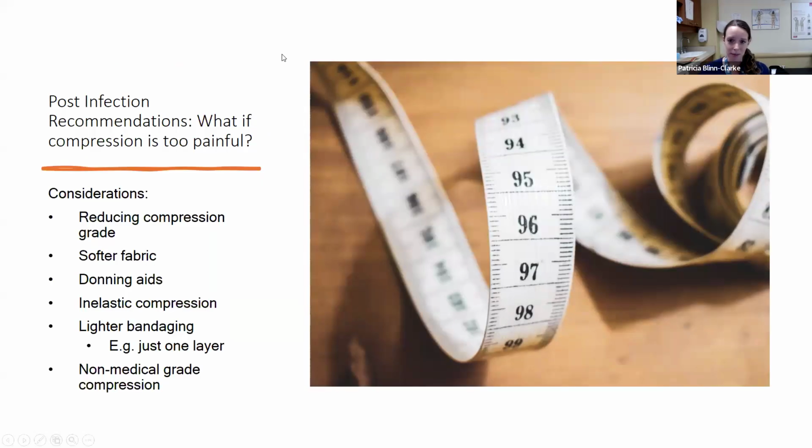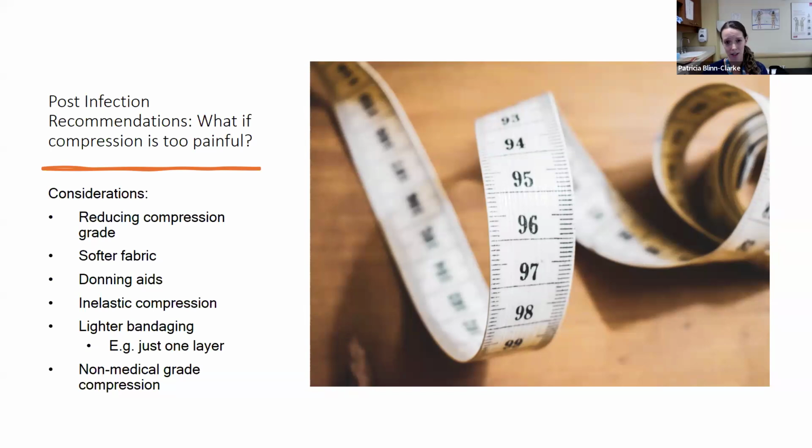If that compression garment that you currently have is too painful, things that your lymphedema therapist and fitters will consider, things you can encourage them to consider as well, is maybe going down a compression grade, choosing a different fabric or something that's a bit softer. If it's just harder to get that garment on after cellulitis, you can consider donning aids. These are aids that can help you with taking the garment on and off, things like Easy Glide or things like rubber gloves.